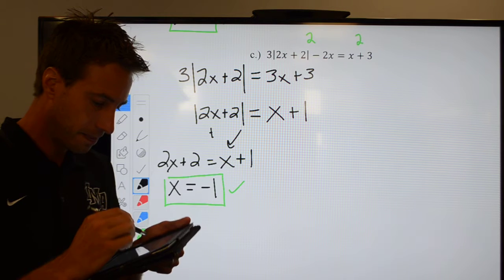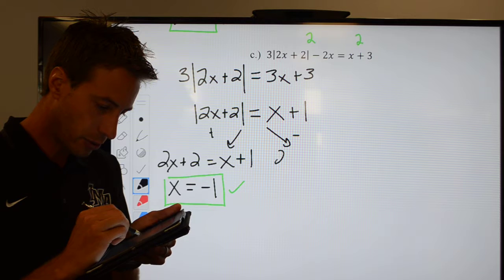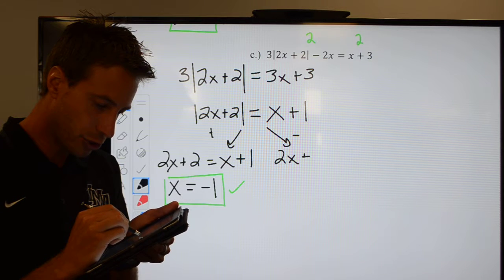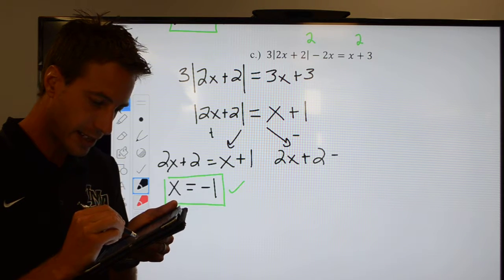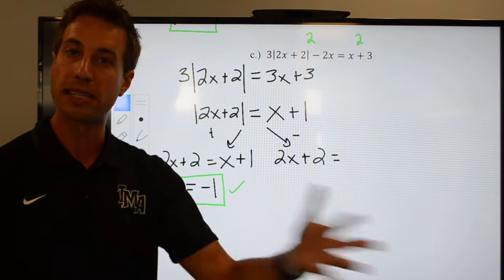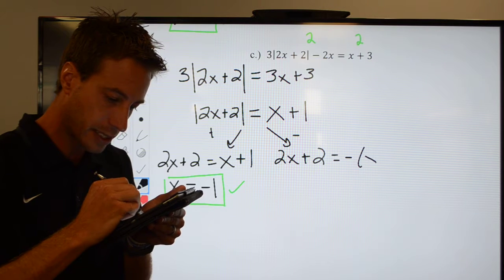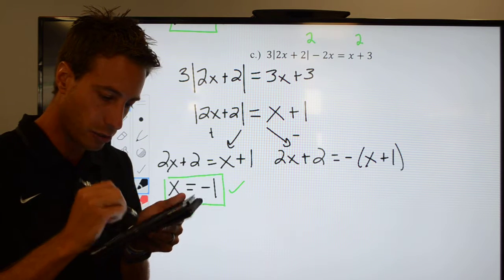Let's do the negative side. We're going to have 2x plus 2. You should be comfortable with it at this point. I need to make this side negative, but it's not a single term. It is a binomial. Don't forget to distribute that minus sign. Go ahead and put it in parentheses so that you remember to do that.